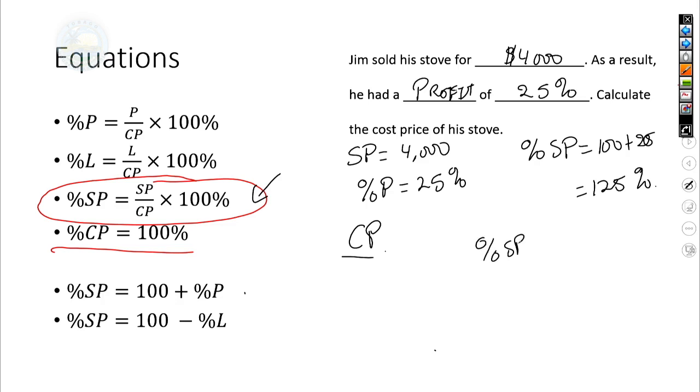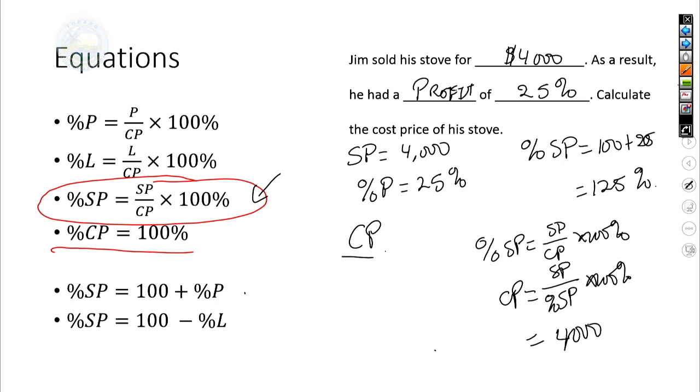Percent selling price is equal to the selling price over the cost price multiplied by 100%, which would then mean that the cost price is the selling price over the percent selling price multiplied by 100%. Selling price is 4,000. That's 4,000 over 125 multiplied by 100%. Yeah? So let's go. Let's work it out in mathematics, and let's see how fast you can break it down to get an answer that we can work with.